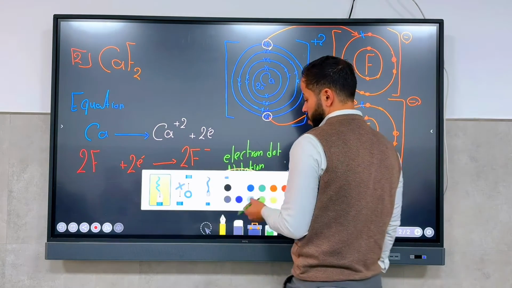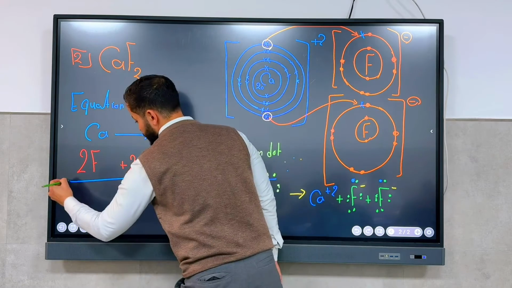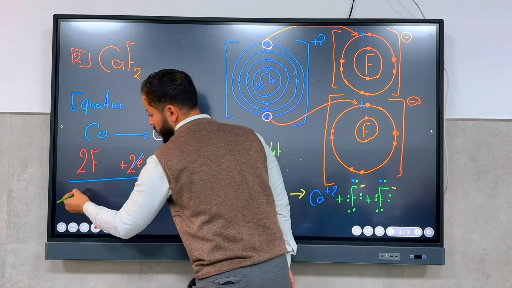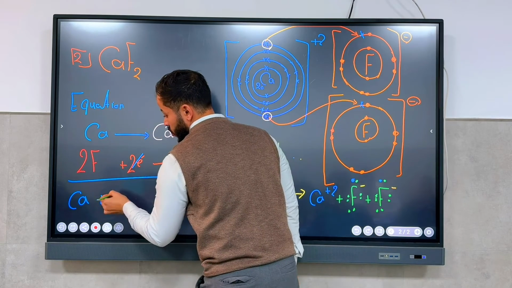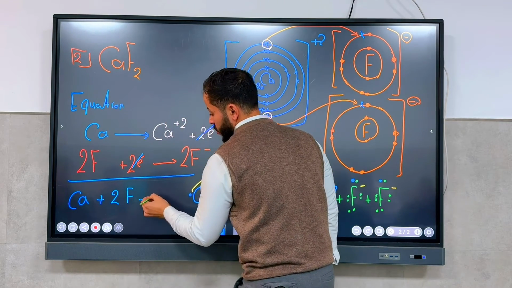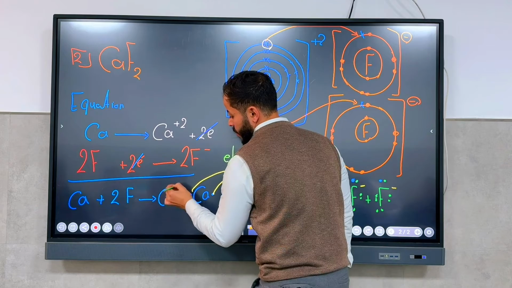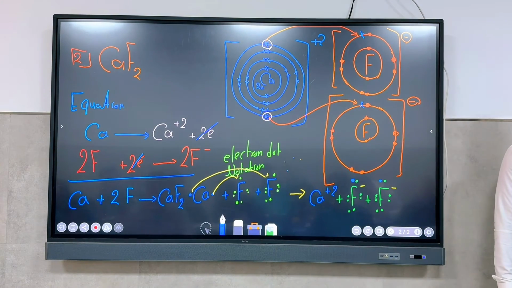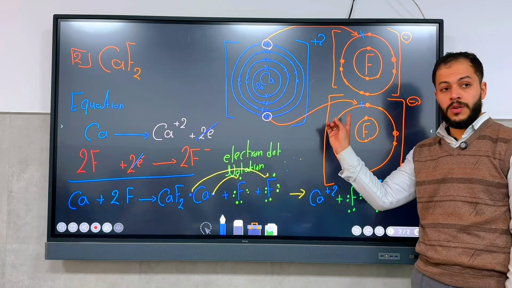So the total reaction in the equation here, guys, after we balance it: the 2 electrons will cancel the 2 electrons, and the total reaction is calcium plus 2 fluorine atoms yield calcium fluoride as an ionic compound. So here they are connected by sharing electrons. Both fluorine atoms are sharing. Not sharing, transferring electrons. The electrons move from here to here.